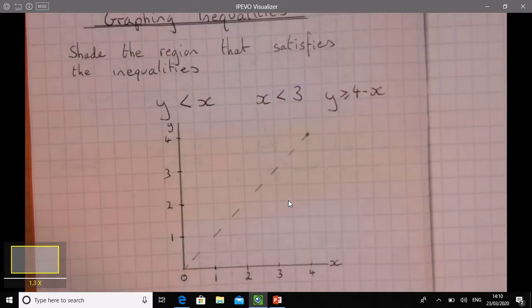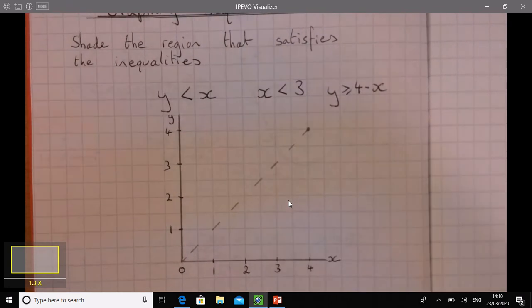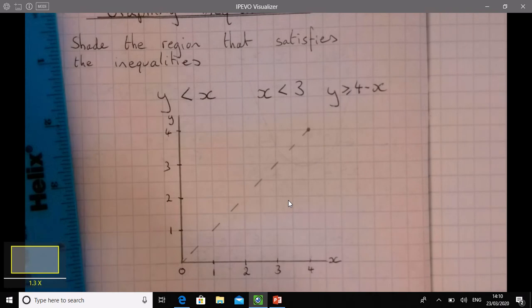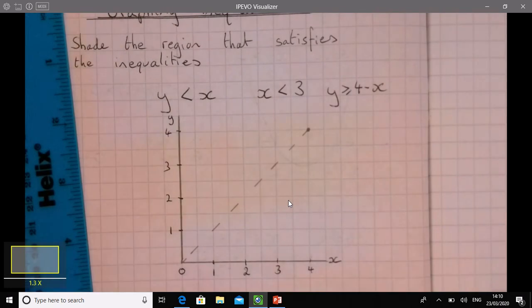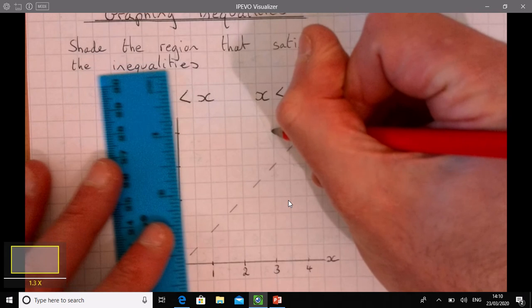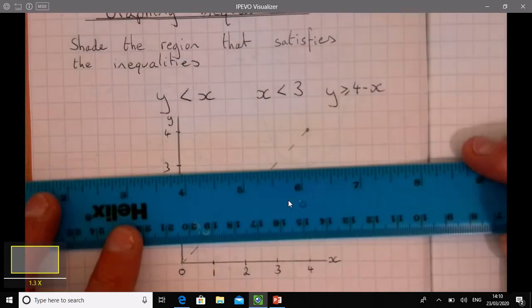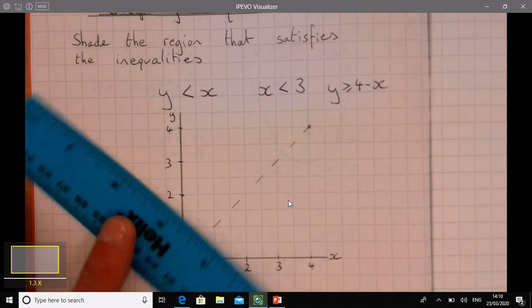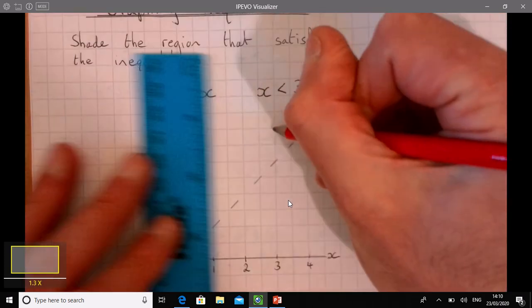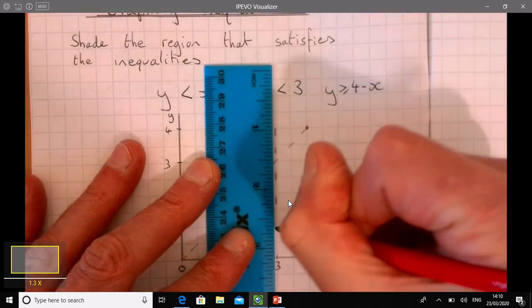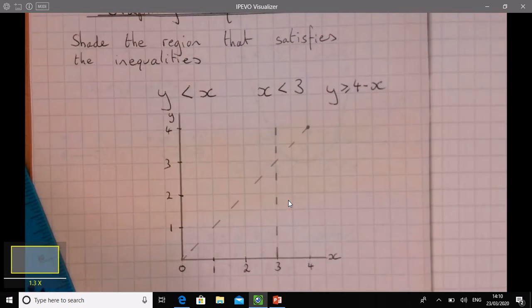And x has to be less than 3. So let's now draw the line x equals 3 effectively. And again, I'm also going to draw a dash line. Like I said, I'll explain in a moment. So here we go. Don't get confused and draw it that way around. Okay, that's y equals 3. So let's draw x equals 3. Here we go. So again, I'm just going to put a little dashed line just there.